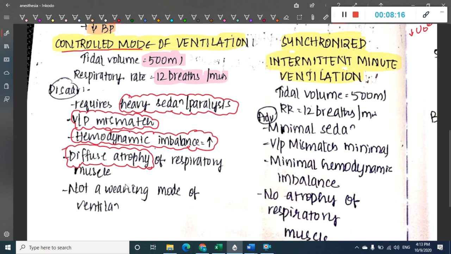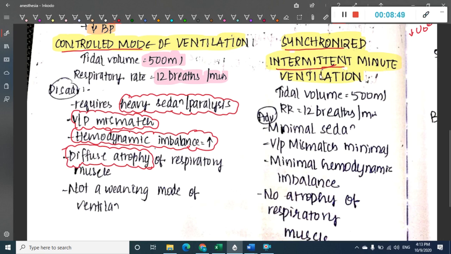What is weaning mode? Weaning is a process by which you will ask or encourage the patient to take breaths by himself, so that in a few days you are planning to remove the ventilator. When you are planning to remove the ventilator, you will wean the patient, so that you will encourage the patient to take good breaths, so that even if the ventilator has been removed, he will be able to take breaths properly. Okay, then we have synchronized intermittent minute ventilation.